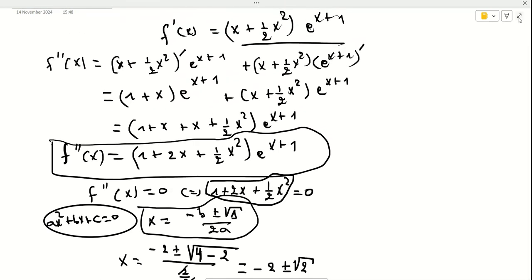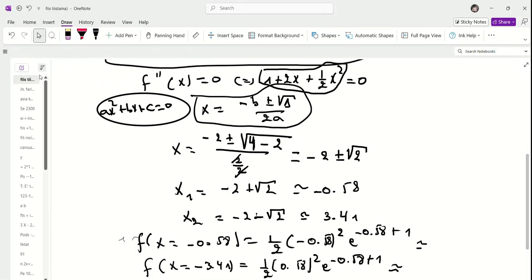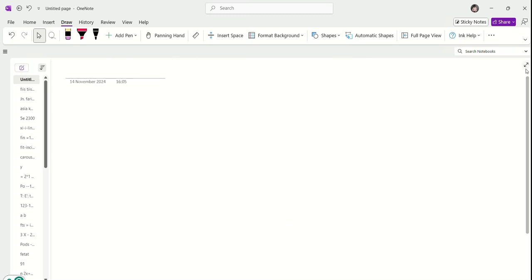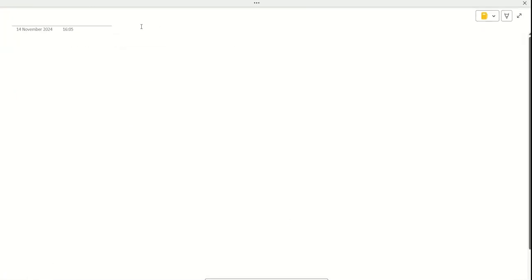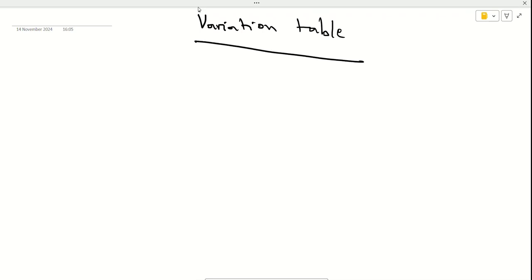Let me take a new clean page. So we are going to make now the variation table. How do you construct a variation table? When you are constructing the variation table, you need to know the domain of definition, and we already know it. And you need to know the critical points.